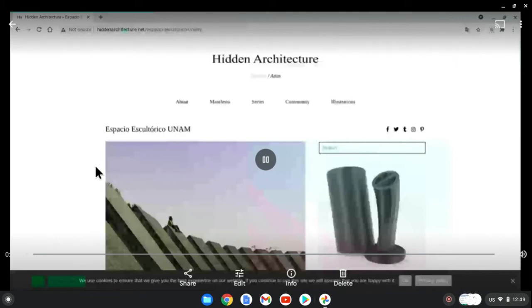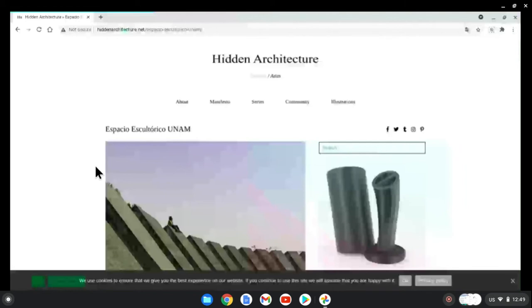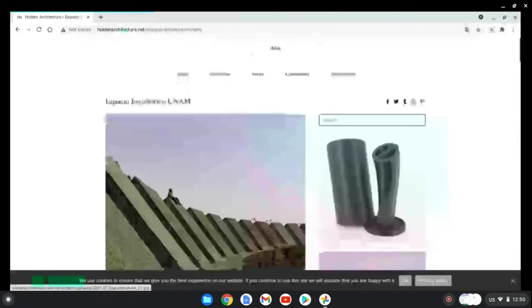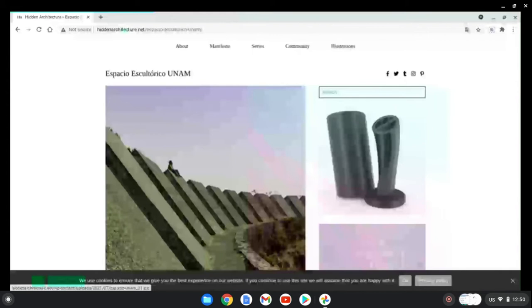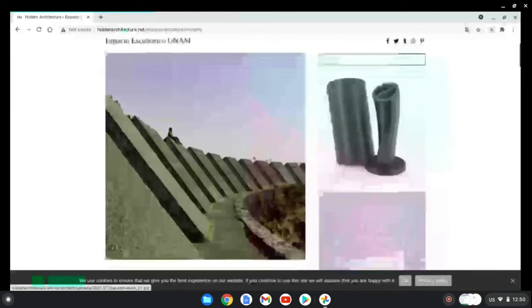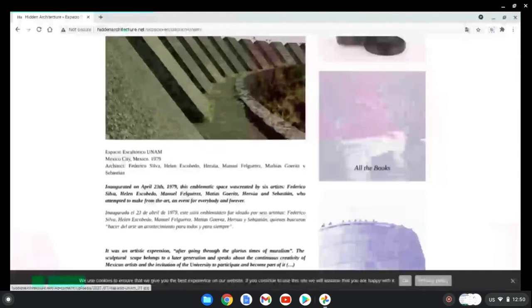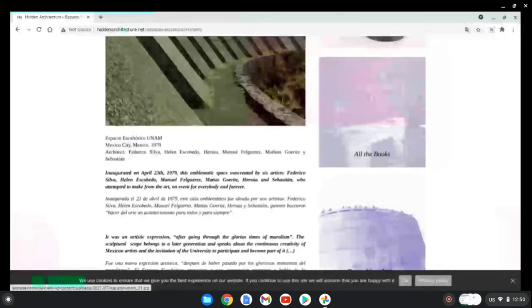Alright, welcome to Mudflood Vacation. This is headed down to Mexico City. I was on Google Earth just traveling around looking at different deals, and I touched on this, and it turns out to be hidden architecture. I thought it was definitely interesting, so I looked into it. Came across this, Espacio Escultórico UNAM, University of Mexico. I wanted to find out who made it and who constructed it, and this gentleman's name keeps coming up, and we'll look into him in a sec.